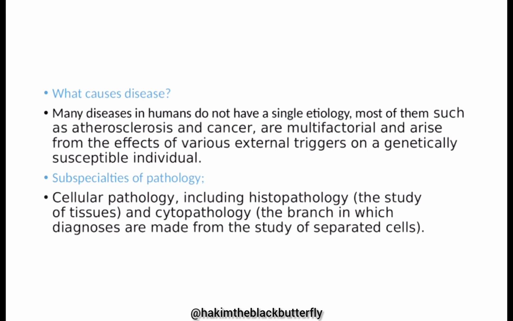For example, atherosclerosis. Atherosclerosis means accumulation of cholesterol in your arteries. It does not have one known cause. It may have a familial predisposition, that once you have that disease in your families, you are most likely going to develop it. But then another cause would be uncontrolled or inappropriate consumption of lipids. So you see, many of these diseases have a combination.